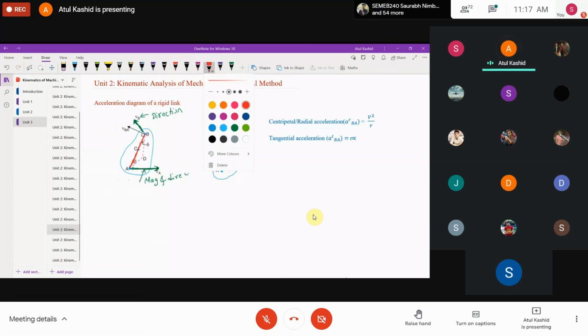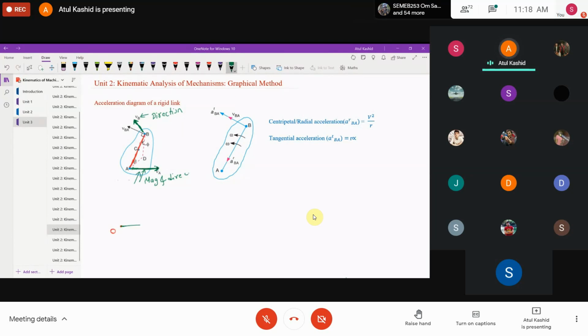So first, I will take a point in space, and I will consider that as point O. Then we have to first draw the absolute velocities, because we know that absolute velocities are the velocities which are related to the fixed point. So I will first draw for point A, parallel to the direction shown in the figure. So this is the velocity of the point A.